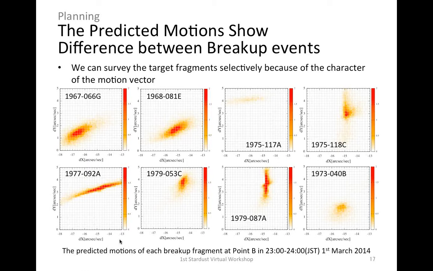The predicted motions of the fragments generated by each breakup event at the observation point differ in the population of the motion, or the existence probability. So, one can survey the target breakup fragments selectively by setting the CCD rotation angle and the TDI scan speed based on the predicted motion of the target object.